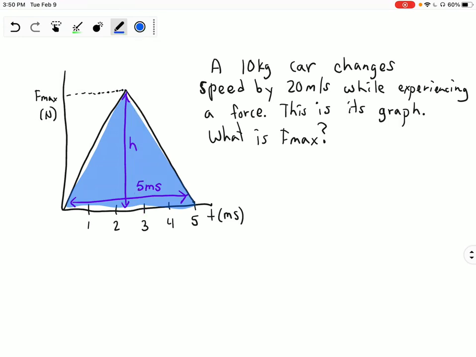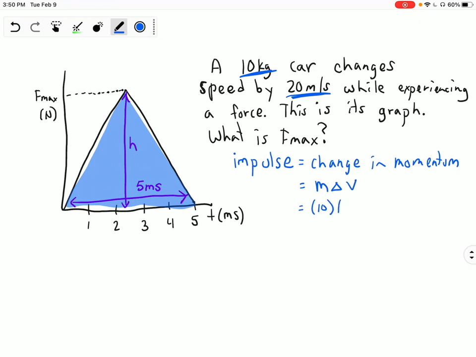So we're going to use the impulse momentum theorem, which says impulse equals change in momentum. So we have impulse equals m delta v. And our question here says that we have a mass of 10 kilograms and a delta v of 20 meters per second. So we have 10 times 20 equals 200 kilogram meters per second.